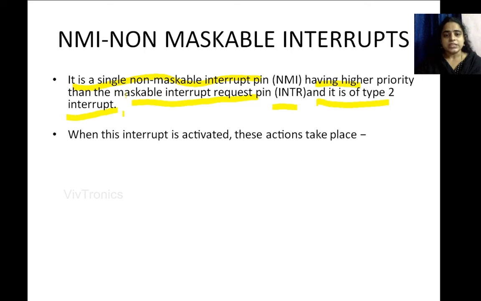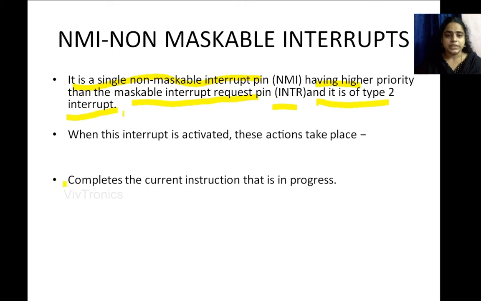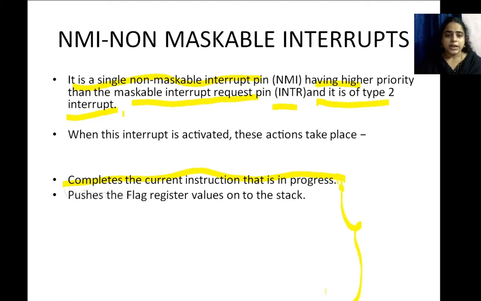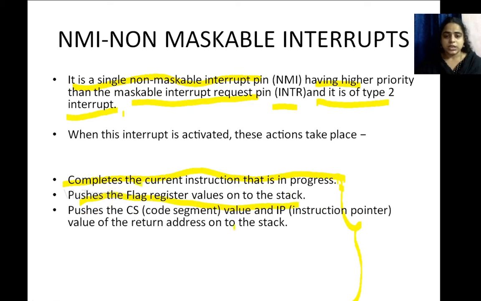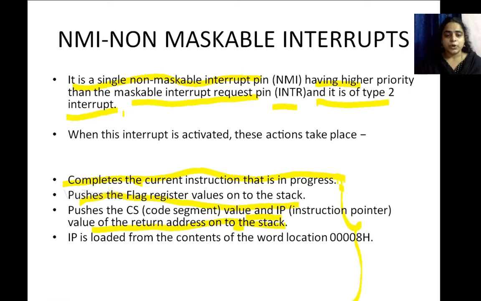When this interrupt is activated, the following actions take place. Whenever NMI comes into the picture, first it completes the current instruction in progress, and it pushes the flag register values onto the stack. It pushes the code segment value and the instruction pointer value of the return address onto the stack, and the instruction pointer is loaded from the contents of the word location.